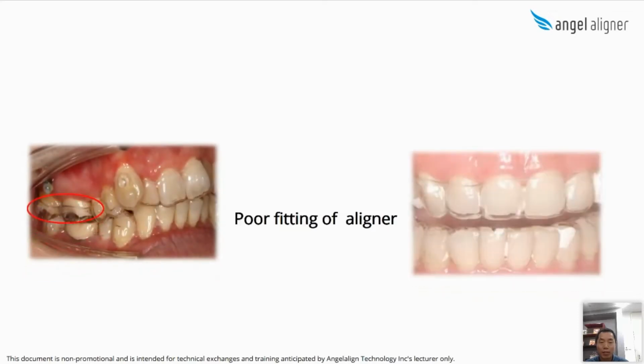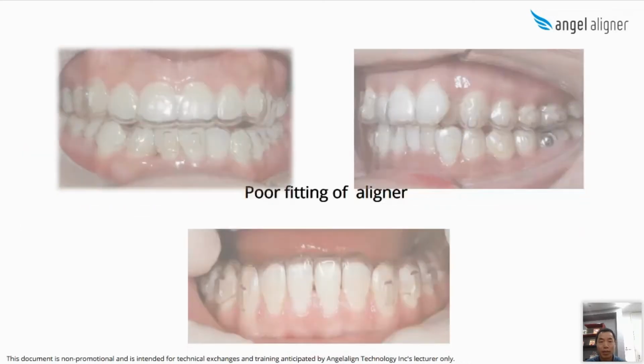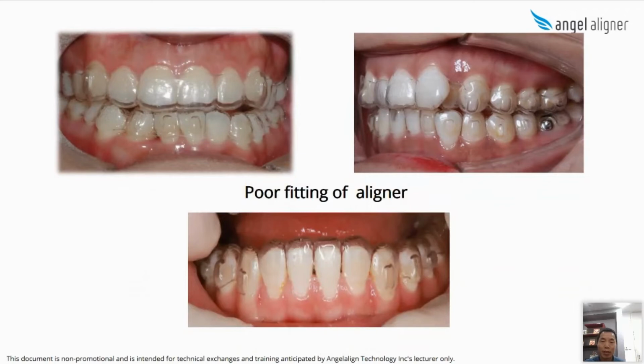These are double adjacent teeth not fitting. Here and here are posterior teeth. Sometimes there are multiple adjacent teeth not fitting, like these anterior teeth, the six anterior teeth, they are not fitting, and here the posterior teeth, and also the lower incisor edge, lower incisor teeth not fitting. It's a poor fitting of aligner of multiple teeth.